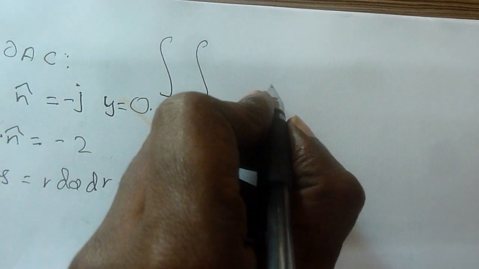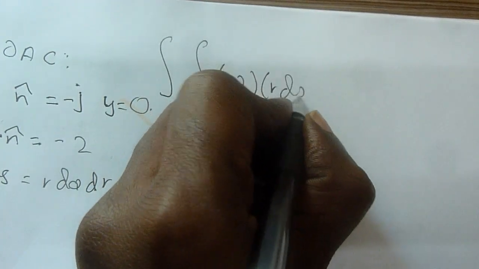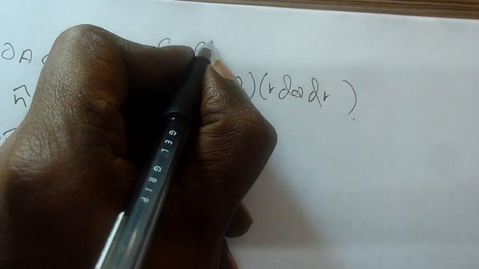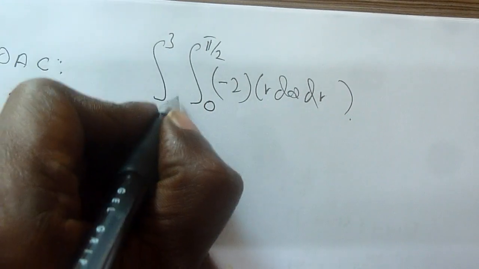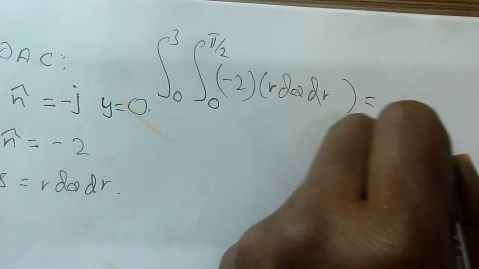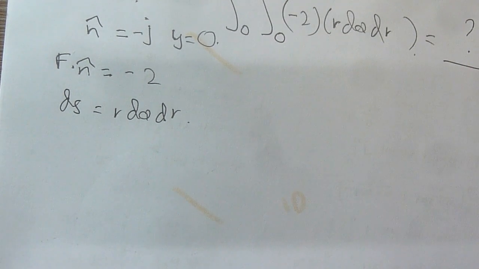I get a negative 2 r d theta dr. Okay, what is this? Again, pi over 2, 0, 3 over 0. Okay, I want you all to solve this problem by yourself. Can or not? Okay? Done?